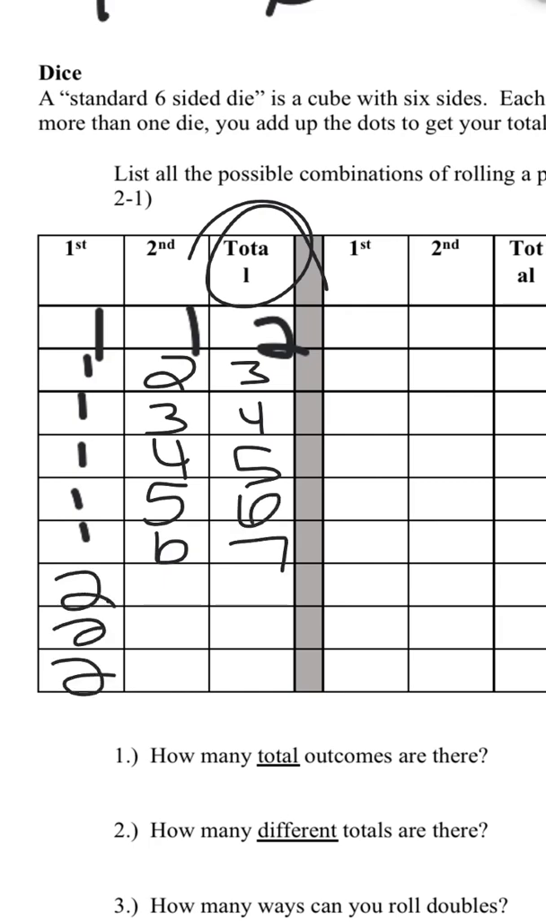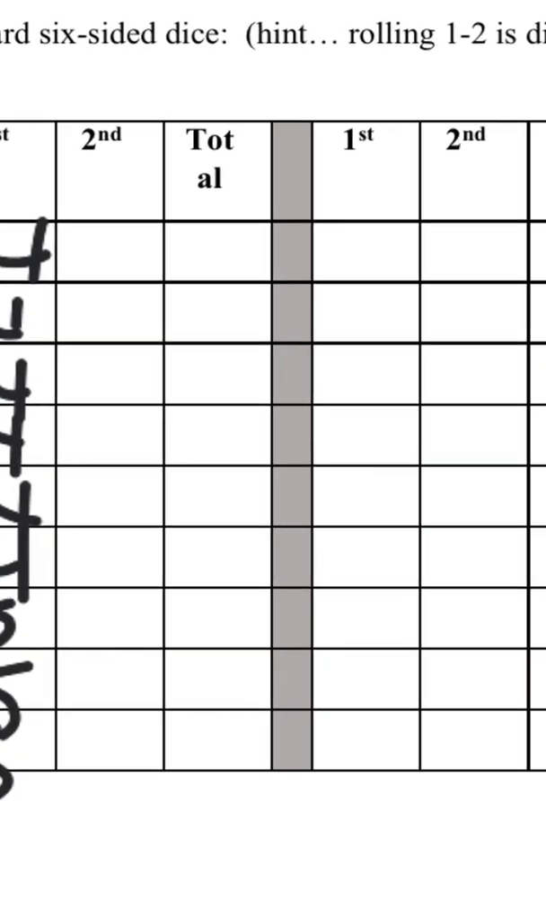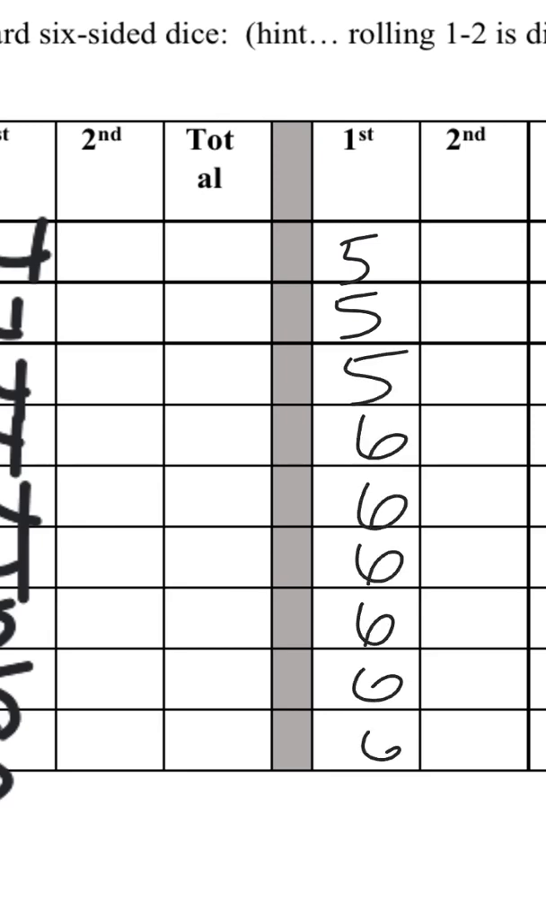If I have 2, 2, 2, 2, 2, 2, assume these are all the different possibilities. 3, 3, 3, 3. All right. And I'm going to keep going. Then this is going to be 4, 4, 4, 4, 4, 4, 1, 2, 3, 4, 5, 6. And then 5, 5, 5, 5, 5, 5, 6, 6, 6, 6, 6, 6.